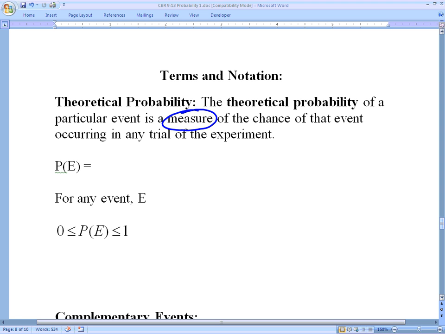We use a notation sort of like function notation. Function notation would be like f of x, where x was your input. Here we use probability notation, where we have P parentheses E.